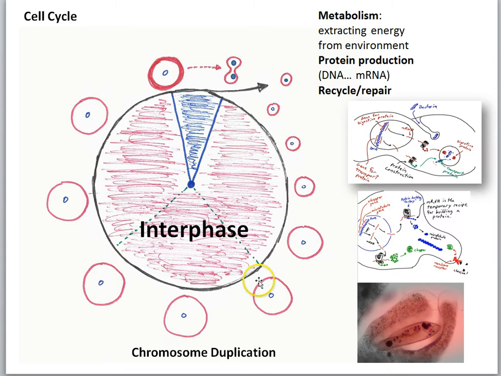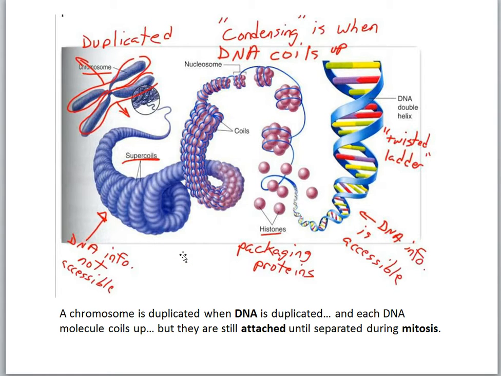Now, at some point, if the cell is going to go on to reproduce, it's going to have to duplicate its chromosomes. Let's take a look at what that actually is. We'll go back to this diagram, and you'll recall that on the right here we have the DNA molecule, and then as you go left, the DNA is shown wrapping around these packaging proteins called histones, and coiling up, and that's what we call a chromosome.